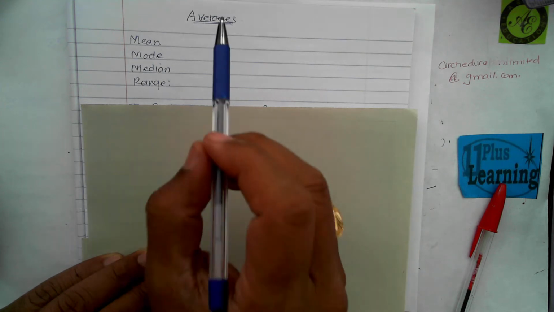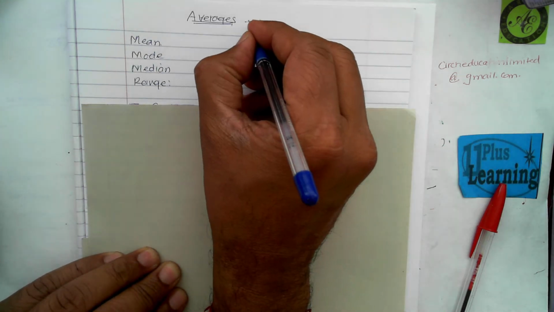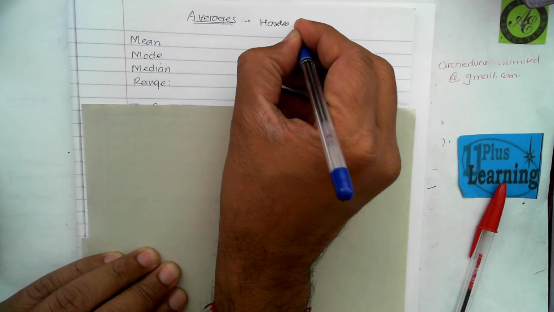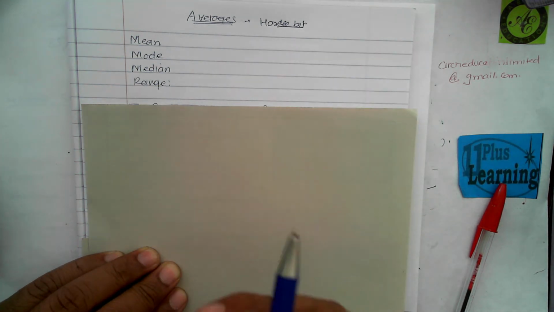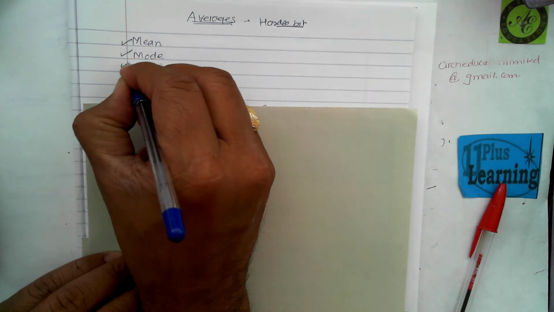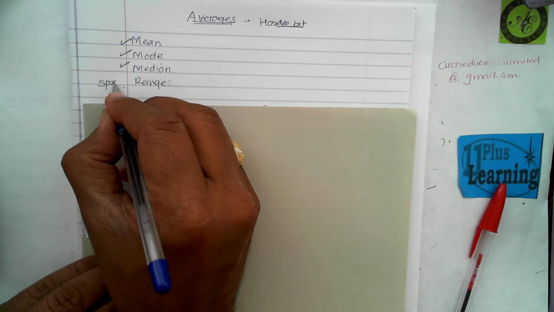For 11 plus. Guys, we're talking about averages today, and we're talking about the harder part of averages, the harder bit. Why do I say that? Because I'm pretty sure you all know the basic bit of averages. There are three types of averages, not four. Range is a kind of spread.